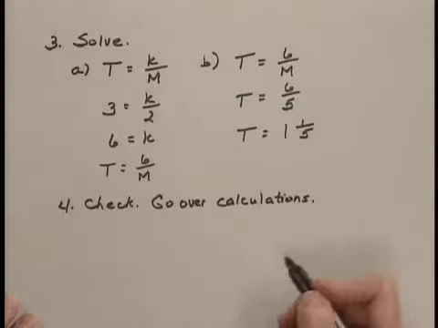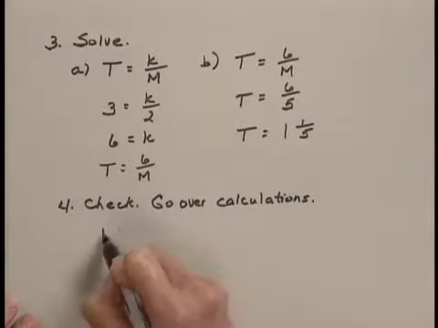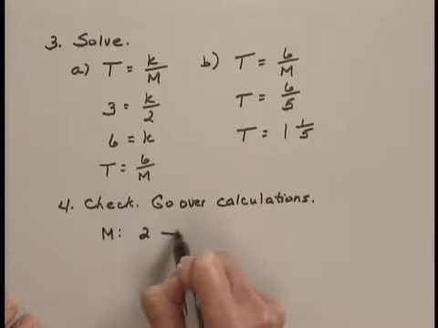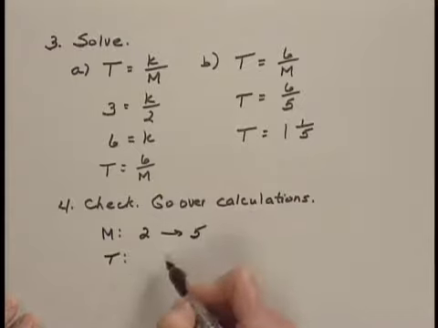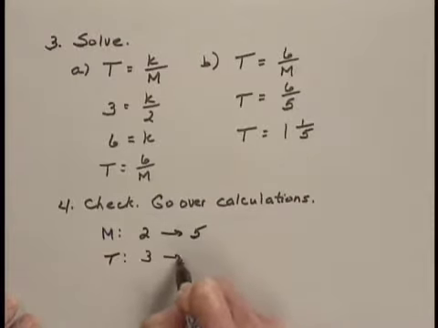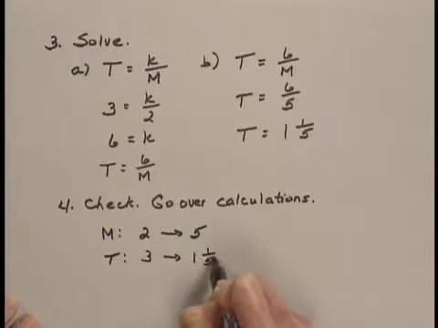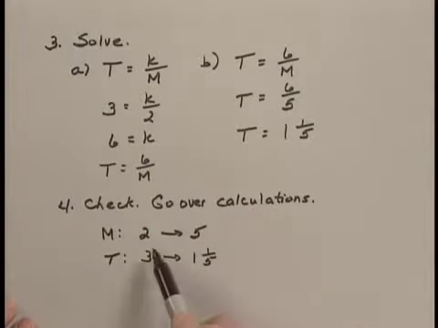The number of mixers increased from 2 to 5, and the time decreased from 3 hours to 1 1/5 hours. And this is exactly what we would expect with inverse variation. That is, as the number of mixers increased, the time required to do the job would decrease. So we're reasonably certain that we have a correct answer.